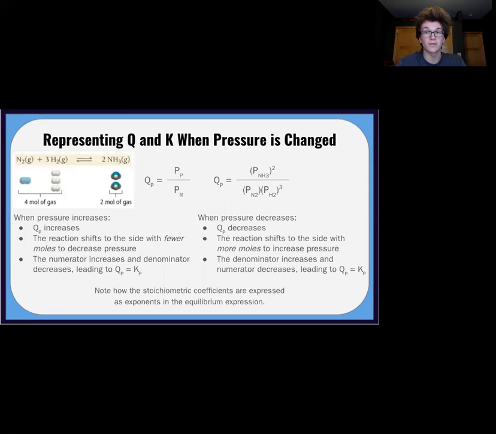So here's a diagram of how you can count the moles of gas particles in the given reaction. When the pressure increases, the reaction will shift to the side with fewer moles, which for this reaction is the product side. That means the numerator will increase and the denominator will decrease until Q equals K. If pressure decreases, the reaction will shift to make more moles to increase the pressure. This reaction will shift to the left, increasing Q to equal K. Note how the stoichiometric coefficients are expressed as exponents in the equilibrium expression.